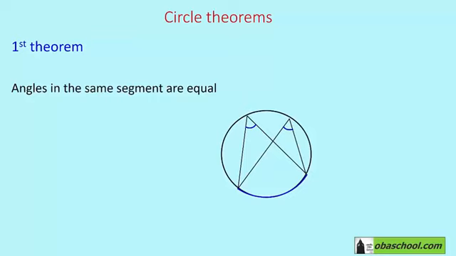As you can see here, look at the blue lines right here. You have two separate angles facing the same exact segment of the circle. I'm going to name these angles 1 and 2. So the theorem says that angles 1 and 2 in such a case are equal. And why is that? It is because they are facing the same exact segment of the circle.